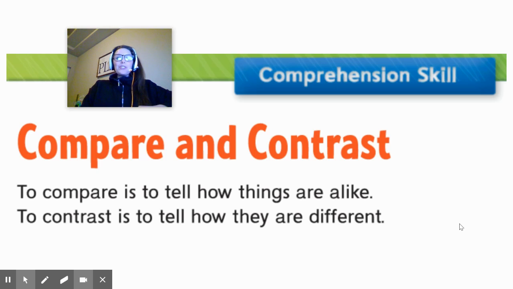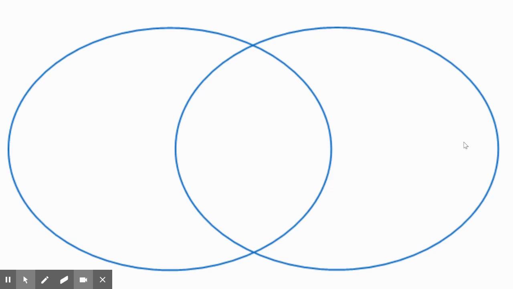So, as we read our story today and throughout our other books this week, we are going to be looking at topics that show the way things are similar and different. It is going to be up to us as readers to figure out what is the same and what is different in our stories. This is the graphic organizer we will be using this week.